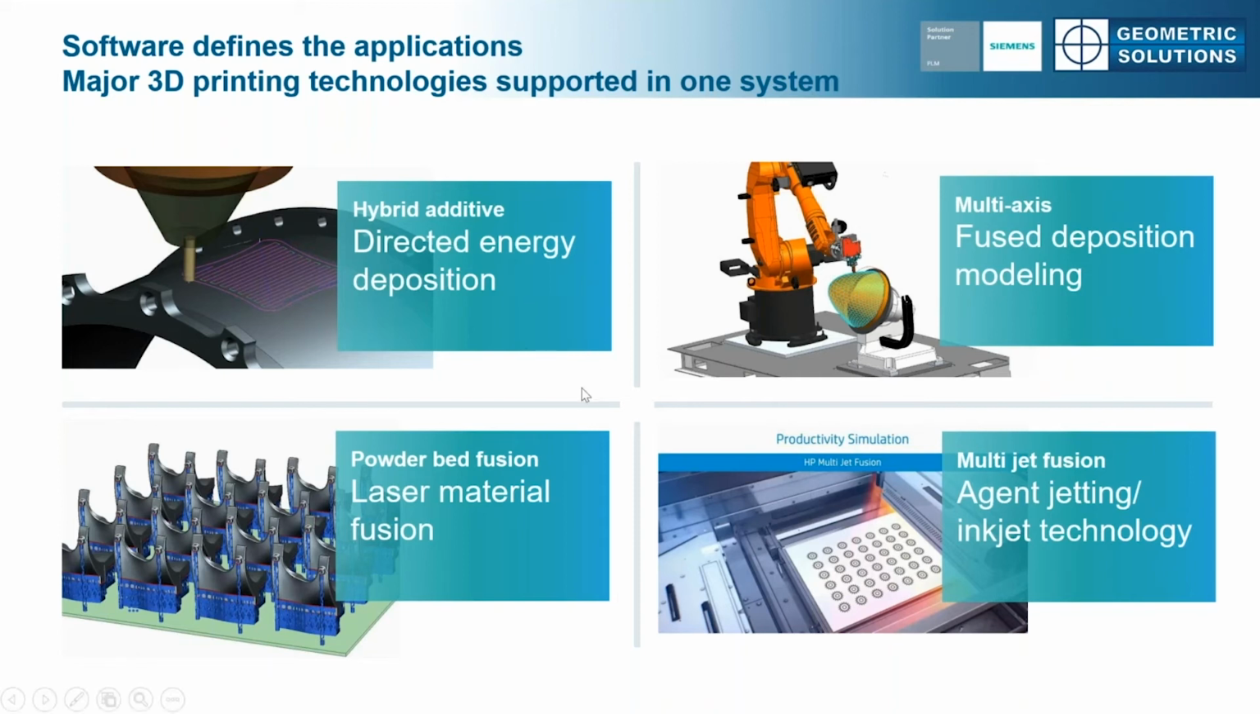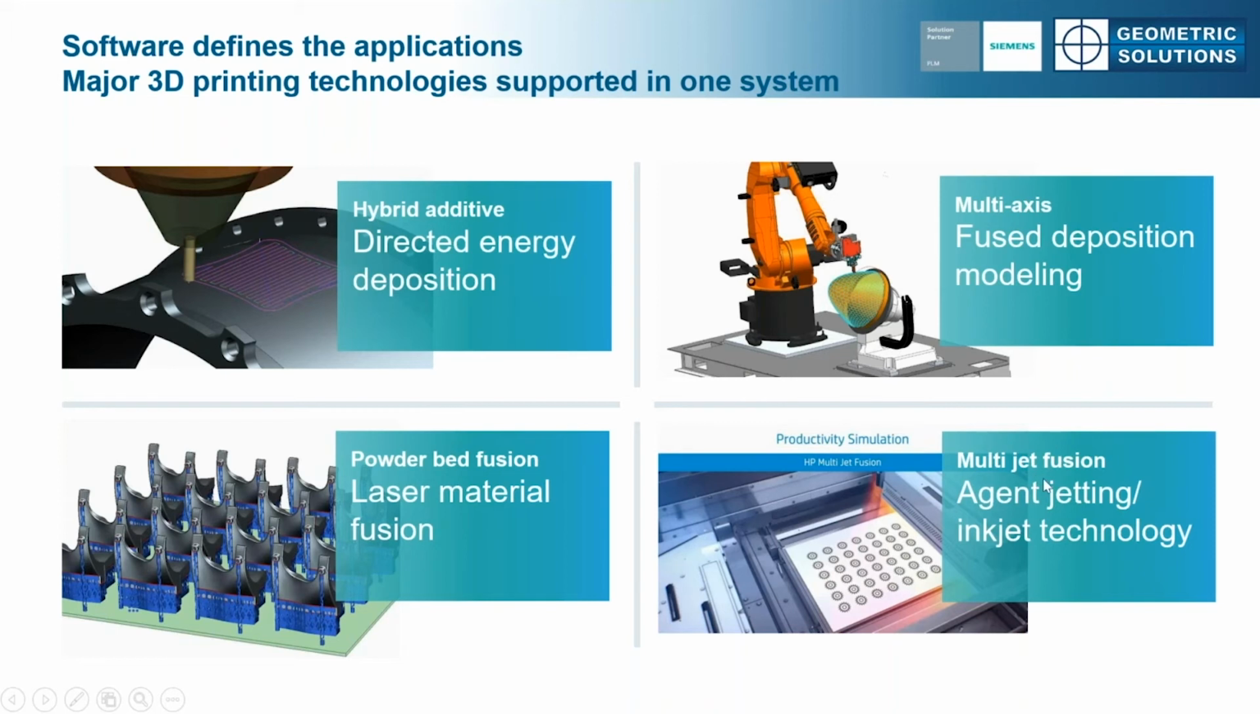Now we're going to look at each one of these four in greater detail. But a lot of times when it comes to 3D printing, we think about that 3D printer that's just sitting on our desk and it has that little bit of filament and it's just kind of heating it up and running back and forth and printing. Well, there's new types of technology that are coming out, such as a hybrid additive or multi-axis using a robot, or laser material fusion. We're able to have all these parts and work with them.